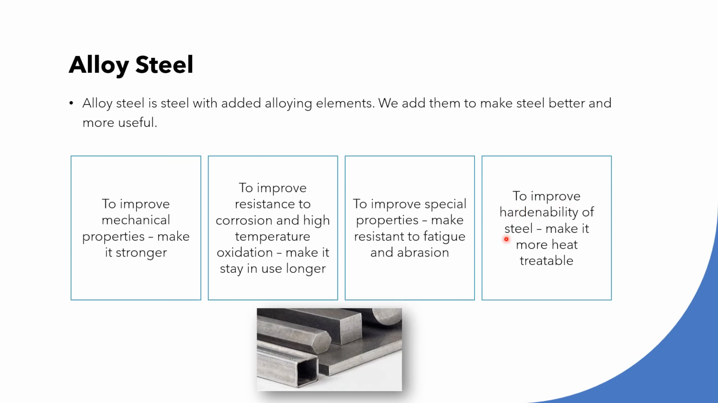Then we want to improve hardenability. What are we doing here? We're making the steel more heat treatable, so you can shape it into the many different shapes you want to manufacture.